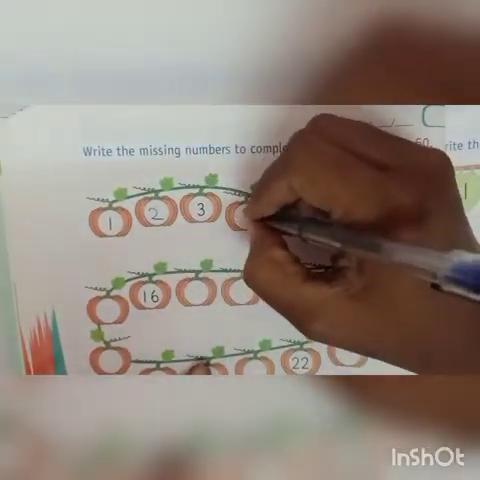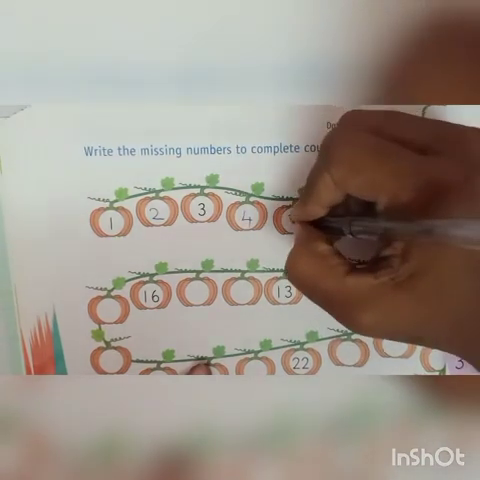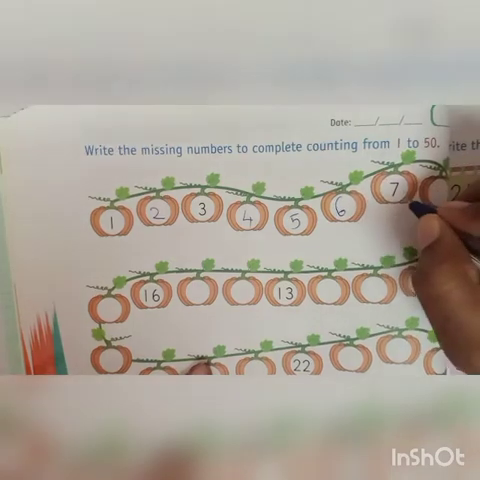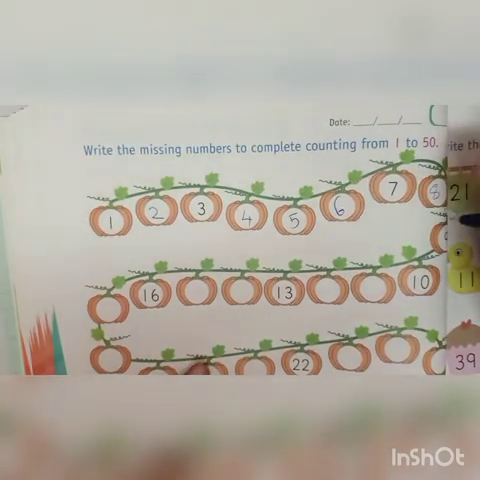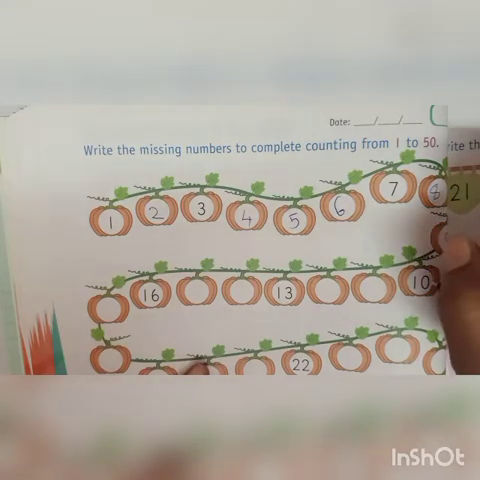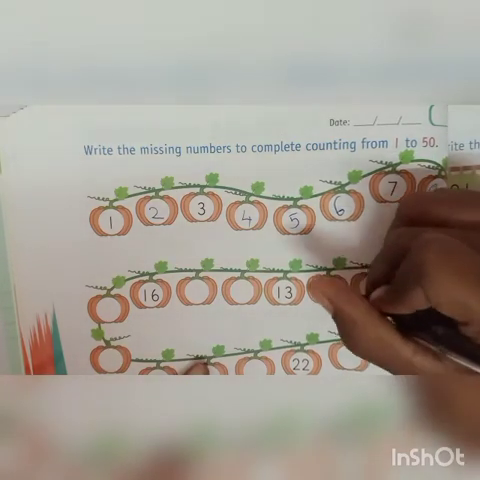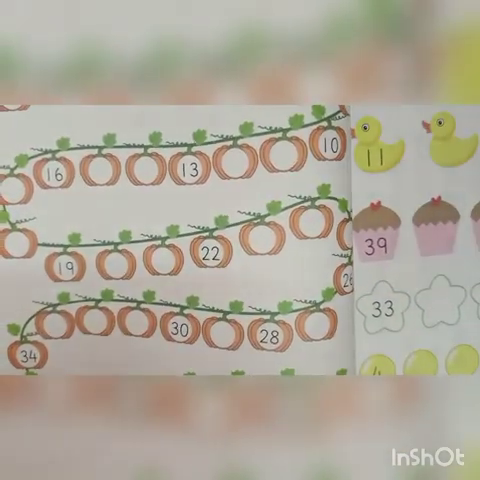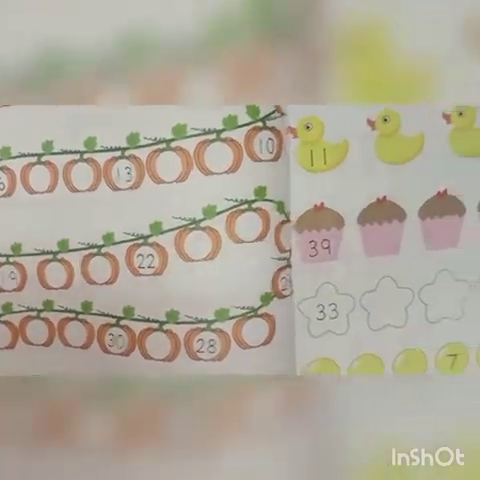3 के बाद 4, 5, 6. Then what is after 6? 7, 8. After 8, numbers are given: 9, 10. What is after 10? 11, 12. So like this you have to write from number 1 to 50. Okay, that is your homework.